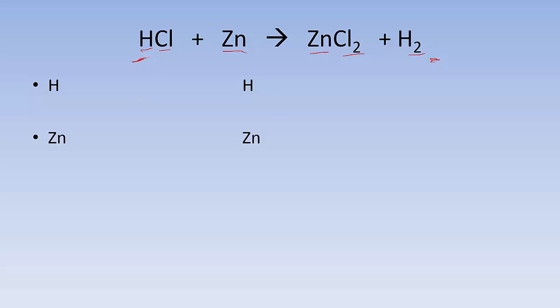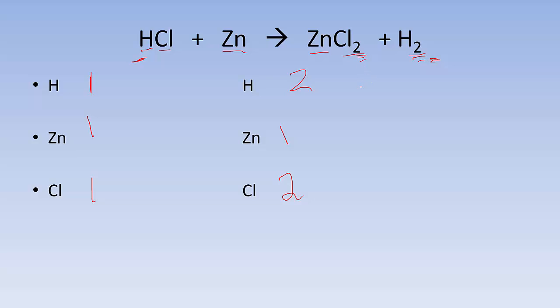You go, all right, let me see, how many hydrogens do I have on the left side? Well, I got 1. How many do I have on the right? I got 2. How many zincs do I have? On the left, I got 1. And on the right, I got 1 as well. And chlorines, on the left, I got 1. But on the right side, I got 2 because of that 2 right there.